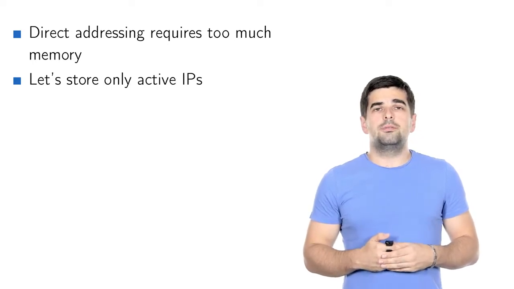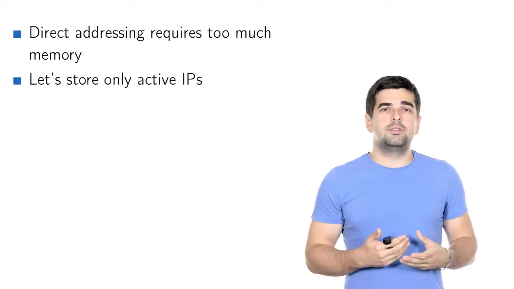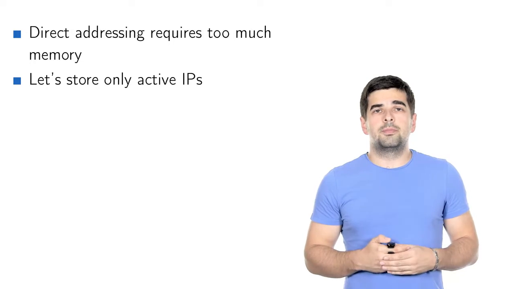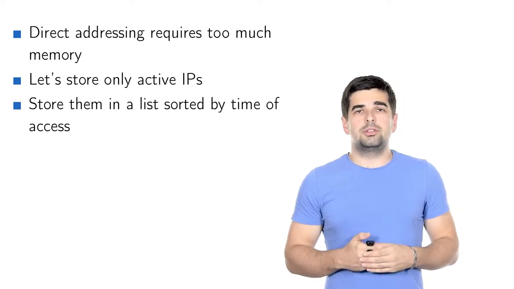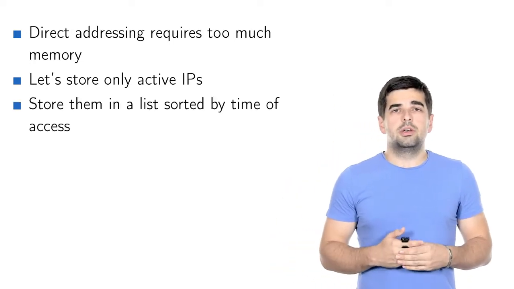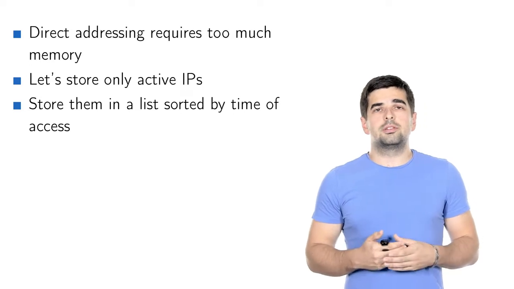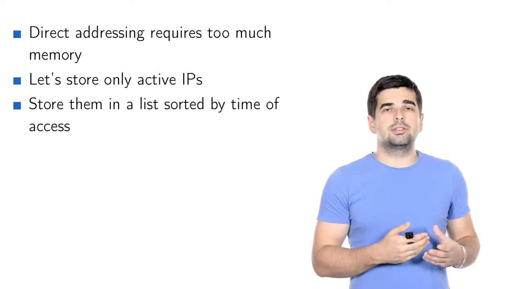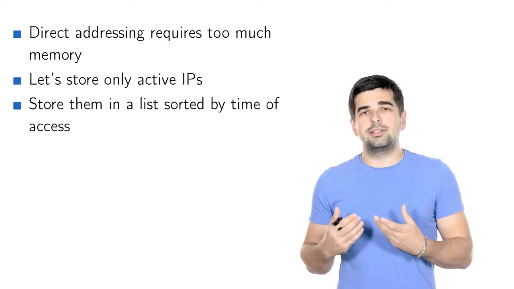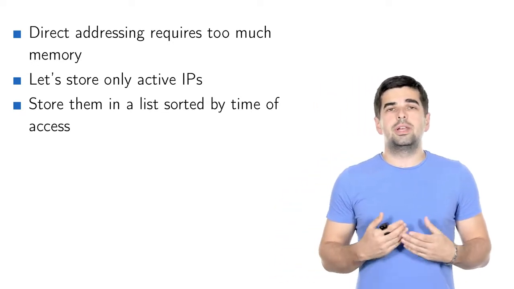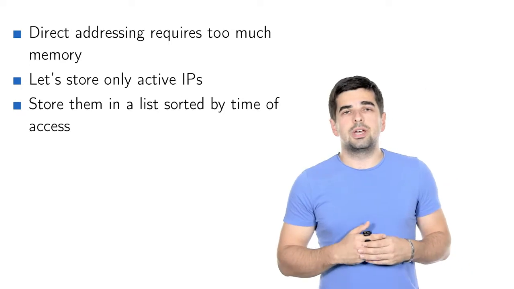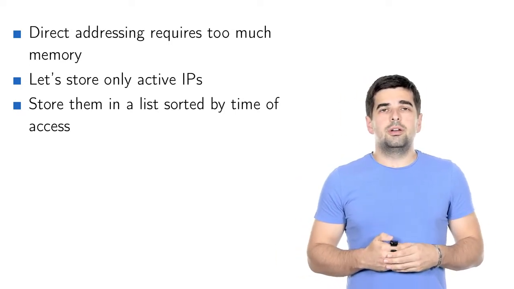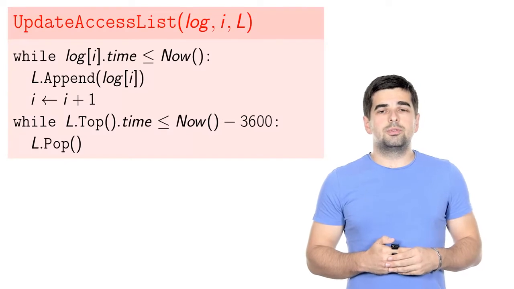Another idea is that if our array-based approach from the last video has failed, then let's try to use a list instead of an array. So let's store all the IP addresses which are active in a list, sorted by the time of access, so that the first element in the list corresponds to the oldest access time during the last hour, and the last element in the list corresponds to the latest, newest access from some IP address to our service. Let's jump from here right into the pseudocode because it's pretty simple.